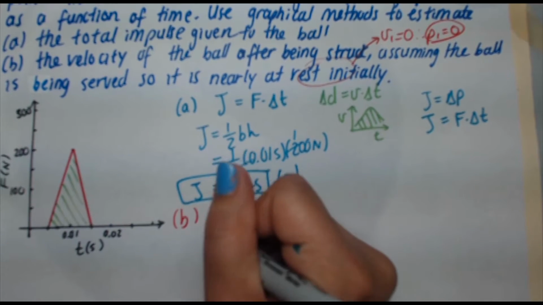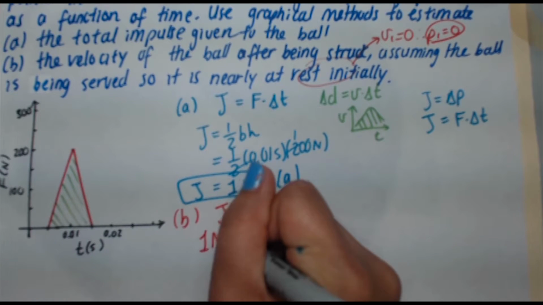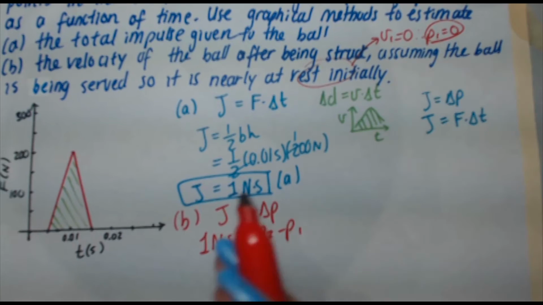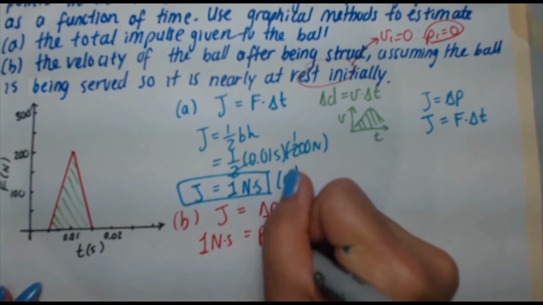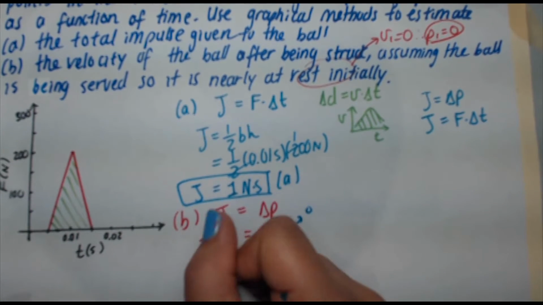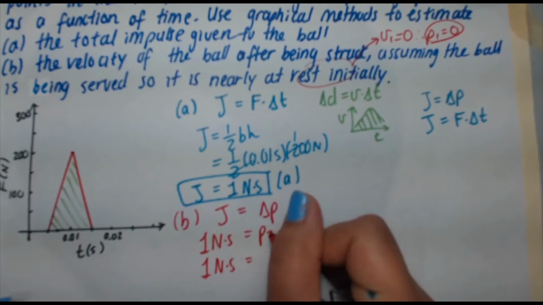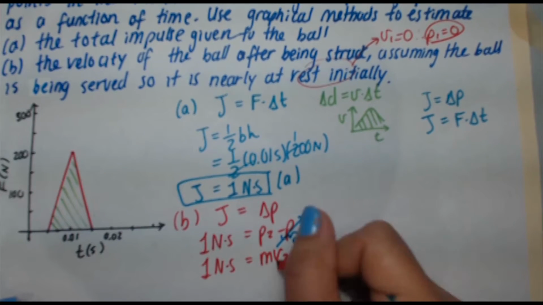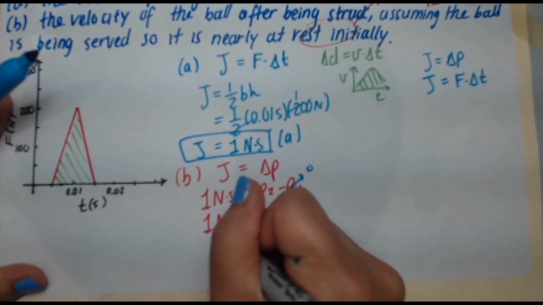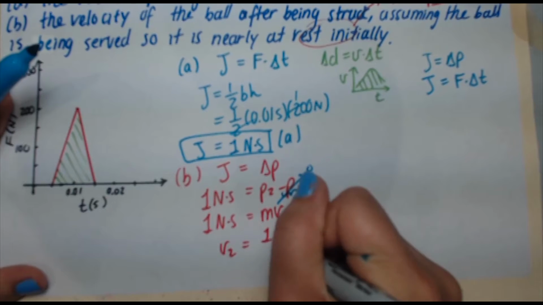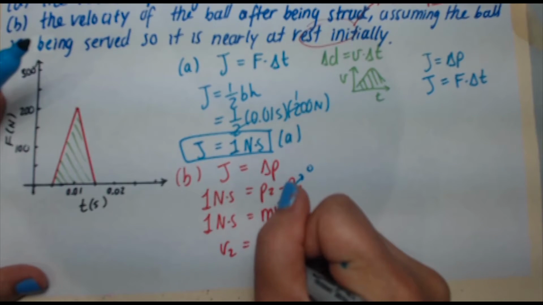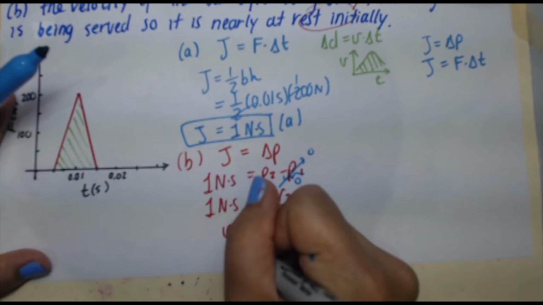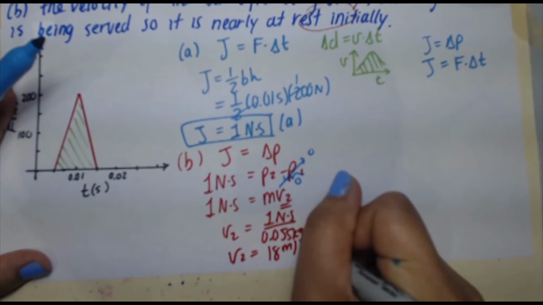We already know what J is. J is 1 newton second. Delta P is P2 minus P1, and we just stated that P1 is 0. So that disappears, and we get that 1 newton second is equal to P2. P2 is just m v2, and v2 is what we're looking for. Divide both sides by mass, so v2 is equal to 1 newton second divided by the mass of the tennis ball, which is 0.055 kilograms. When you do that, you get v2 to be 18 meters per second.